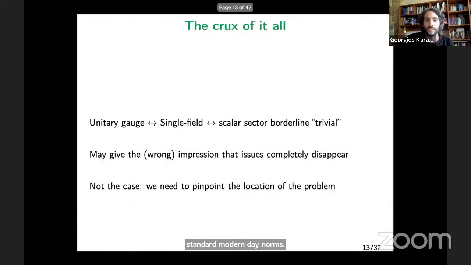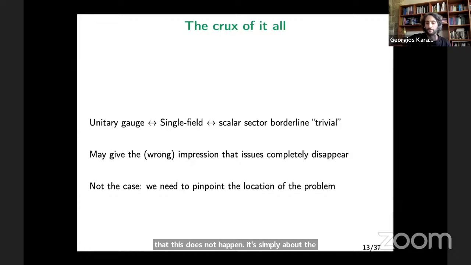As a side note, what we've been doing here is working in the unitary gauge, meaning that we have a single field in the scalar sector. So it may seem that it's too simple, okay? And I've written here trivial in quotation marks, but please take this very loosely. It's not trivial at all. It gives us very interesting cosmological phenomenology. Trivial in the sense that it's a single field. We can do field redefinitions and so on and work always with canonically normalized variables. Of course, this may also give the wrong impression that issues completely disappear since this is the case. And let me make it clear that this does not happen. It's simply that the problem shifts, changes location, changes sector.